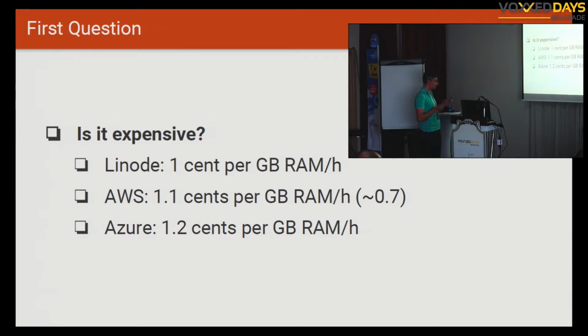So these are the bare costs, starting from 1 cent and increasing a little on AWS and Azure. But on AWS and Azure, you have this option of going with an upfront payment. So you pay something at the beginning and you commit for a couple of years, 1 to 3 years, and then you get an hourly rate, which is cheaper.